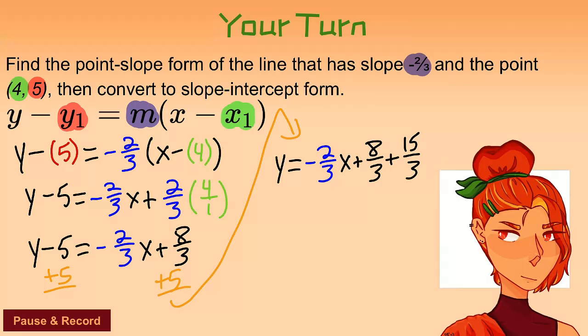All right? We have y equals the negative 2/3 x plus, now we can just add the numerators. 8 plus 15 is 23, and the denominator stays the same. And there is our slope-intercept form of the equation. Questions?